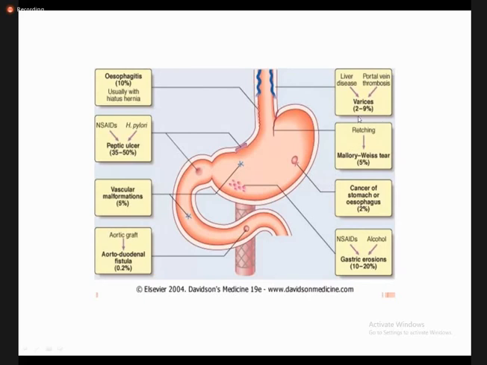Then coming to the variceal bleed, this is the second most common. It can be due to liver disease, or if the liver is normal, can be due to portal vein thrombosis. Then I mentioned earlier Mallory-Weiss tear secondary to retching. It accounts for 5%. Esophagitis is 10%. Cancers of the stomach or esophagus are a rare cause at 2%, and the less common causes are vascular malformations, duodenal fistulas, and gastric erosions.